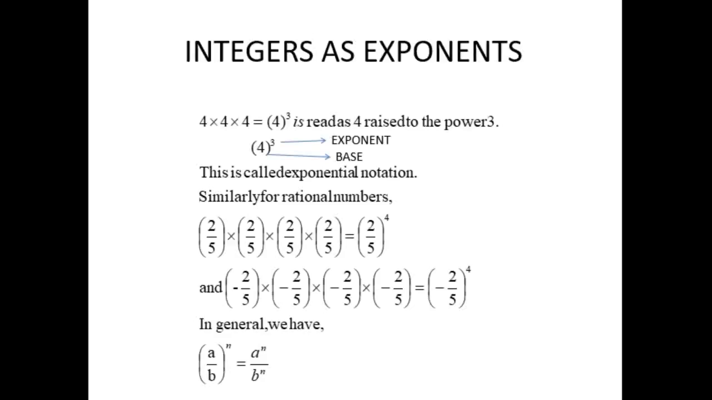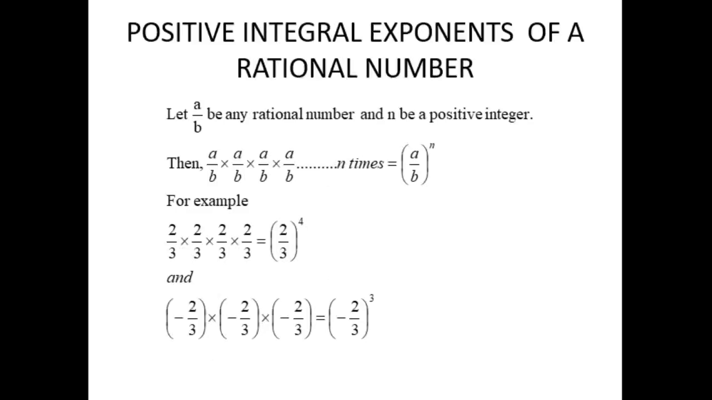So in general we can say if a upon b is raised to the power n, that means it is equal to a raised to the power n upon b raised to the power n. Now we will talk about positive integral exponents of a rational number. What do you mean by positive integral exponents? Where the power is positive. So now let us see.